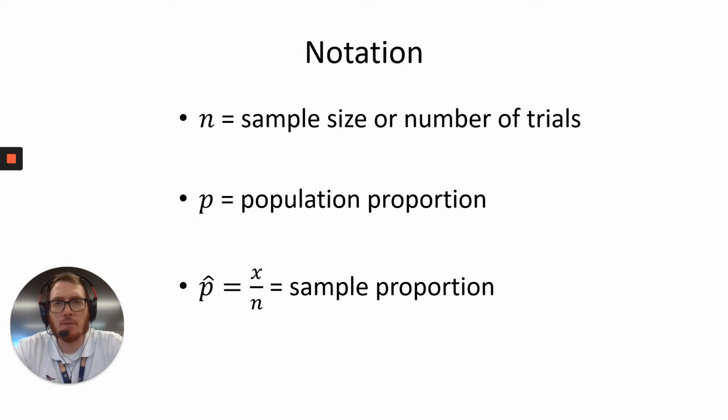First thing to make sure of is some notation issues that we want to make sure are taken care of. First off, n is still the number of trials. P is the proportion of the population or whatever the claim is. And then p hat is the sample proportion, which typically you have to find by taking x over n.